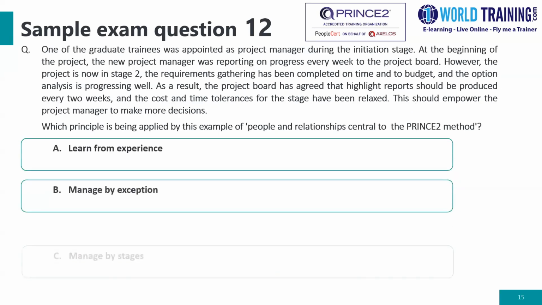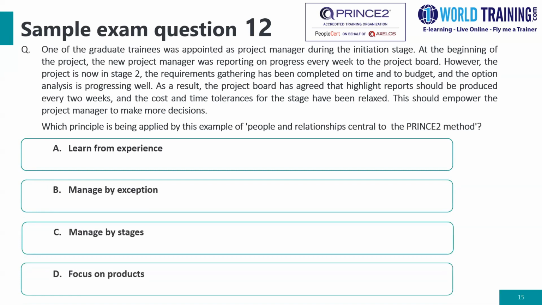Number 12. One of the graduate trainees was appointed as PM during the initiation stage. At the beginning of the project, the new project manager was reporting on progress every week to the board. However, the project is now in stage 2. The requirements gathering has been completed on time and to budget, and the option analysis is progressing well. As a result, the board has agreed that highlight reports should be produced every 2 weeks, and the cost and the time tolerances for the stage have been relaxed. This should empower the project manager to make more decisions.